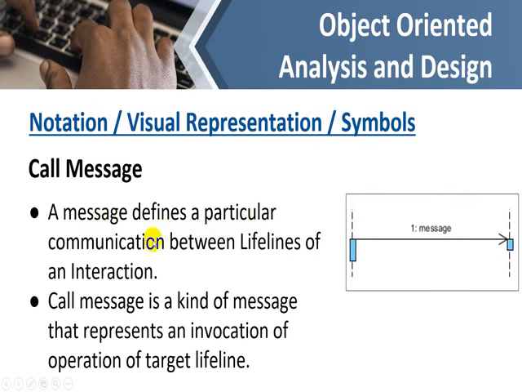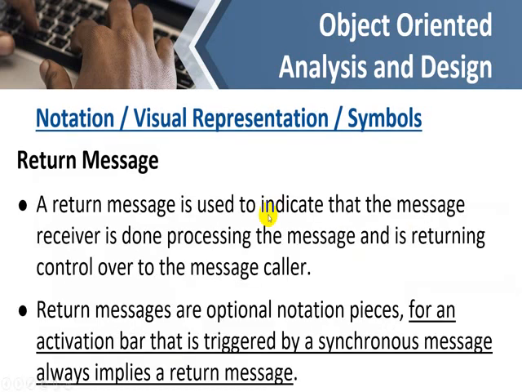A message defines a particular communication between lifelines of an interaction. So from this object to this object, from this line to this line, we send a message, right? A call message is a kind of message that represents an invocation of an operation of the target lifeline. So it asks this object to perform something or it activates it. So these are the messages to interact with each other.